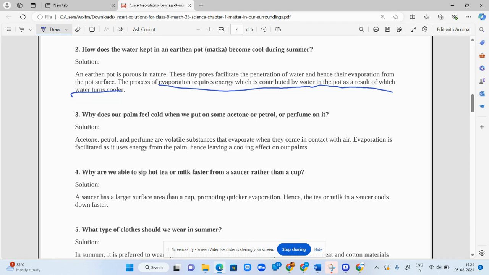Why are we able to sip hot tea or milk faster from a saucer rather than a cup? Another thing: a larger surface area increases evaporation. So a saucer has a larger surface area than a cup, promoting quicker evaporation. Hence the tea or milk in a saucer cools down faster.